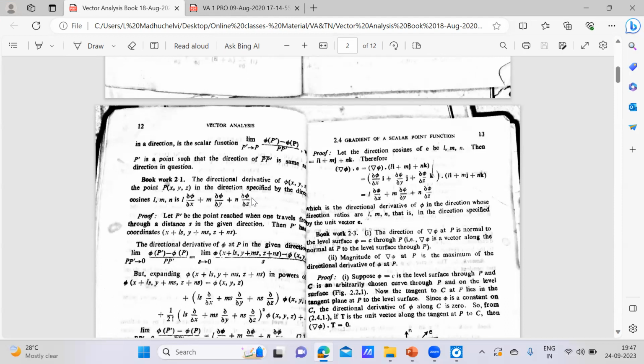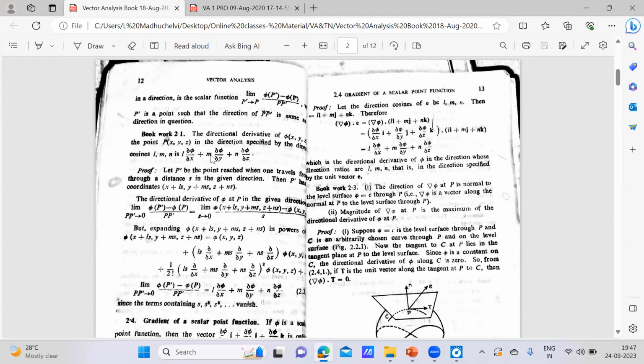First, let us see the statement of the bookwork, because we are going to focus on the problems on gradient of a scalar point function. So let us see only the statements. The directional derivative of phi of x, y, z at the point P of x, y, z in the direction specified by the direction cosines l, m, n is l dou phi by dou x plus m dou phi by dou y plus n dou phi by dou z.